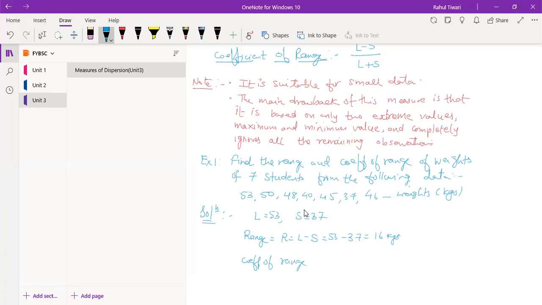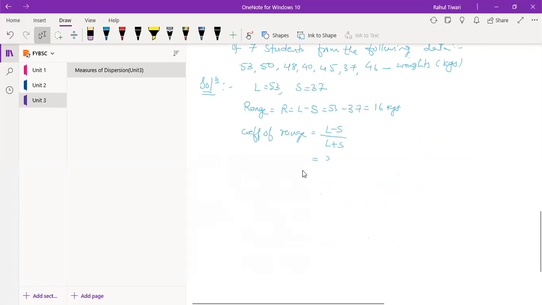Which is L minus S upon L plus S, which is same as 53 minus 37 upon 53 plus 37. You can just do the calculation. This is 16 upon 90. How much is it? 0.1778. Correct, 0.1778.